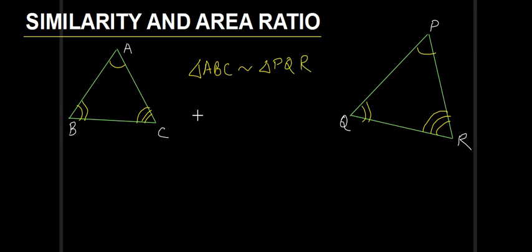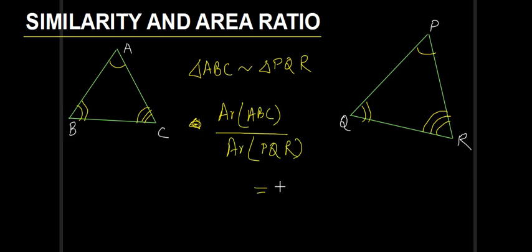Now if somebody asks you what is the ratio of the areas of these two triangles, there are certain simple relationships that can be developed. So if I write it like this, area of ABC by area of PQR will always be equal to the square of the ratio of the corresponding sides.